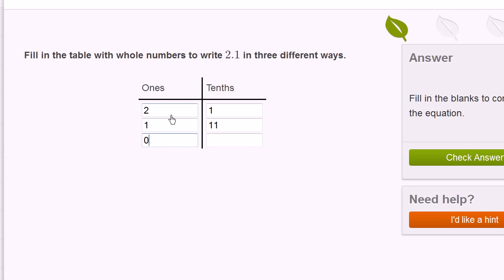Or if we have no ones, well, 2.1 is the same thing as 21 tenths. The 2 represents literally 20 tenths, and then you have the 1/10. So 20 tenths plus 1/10 is 21 tenths.